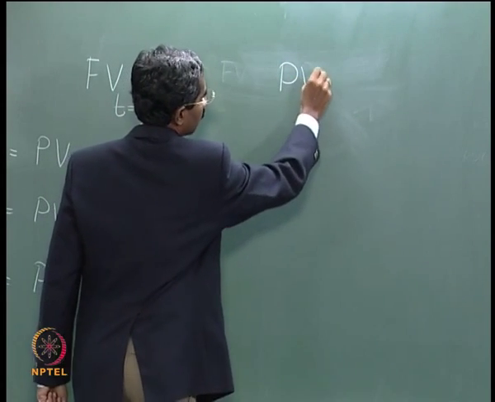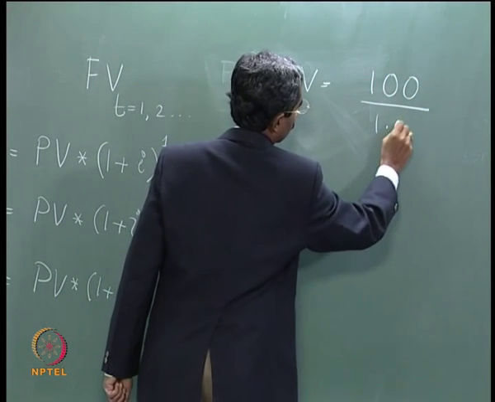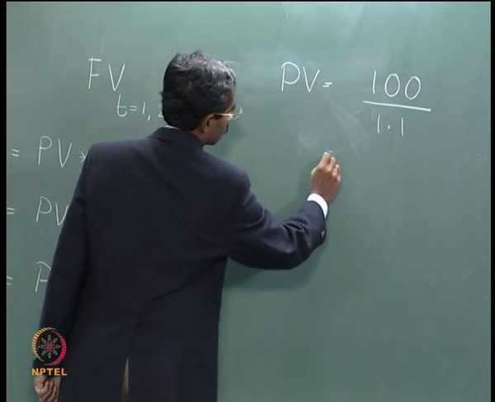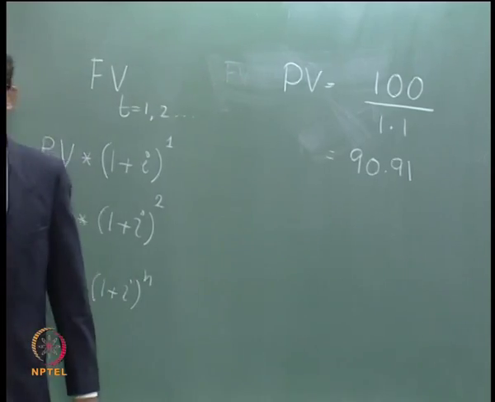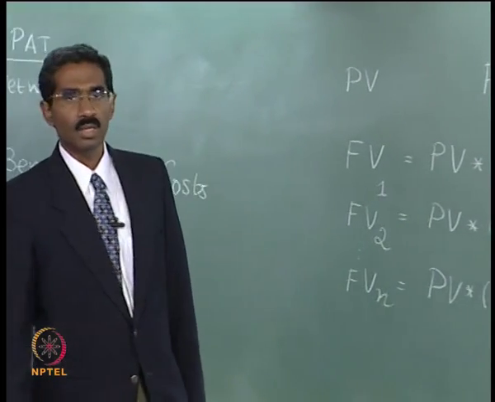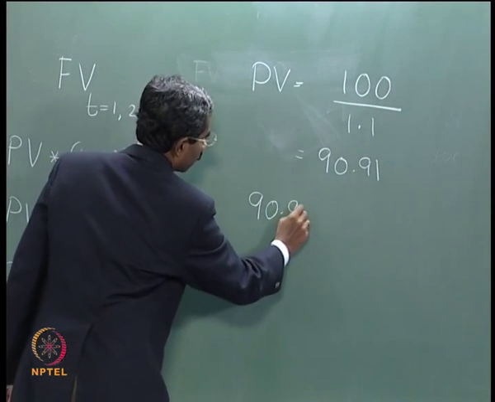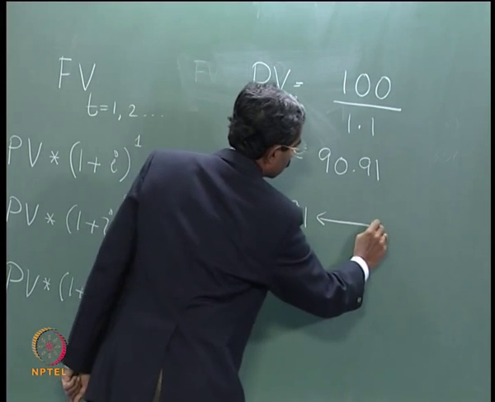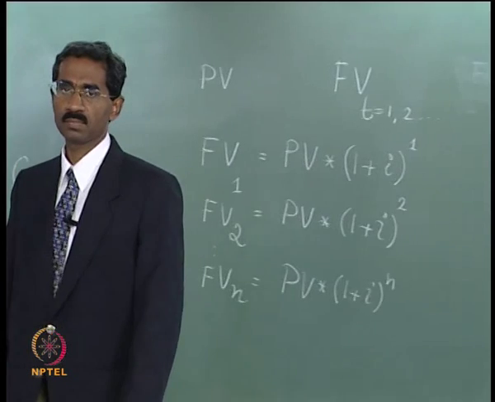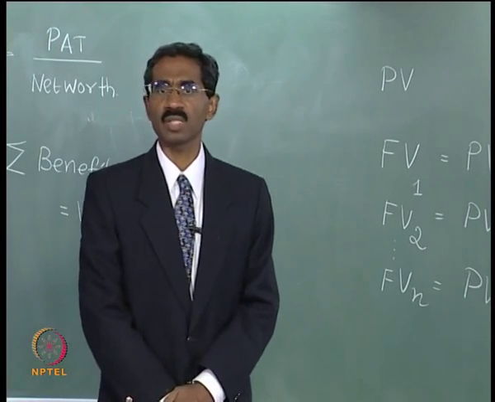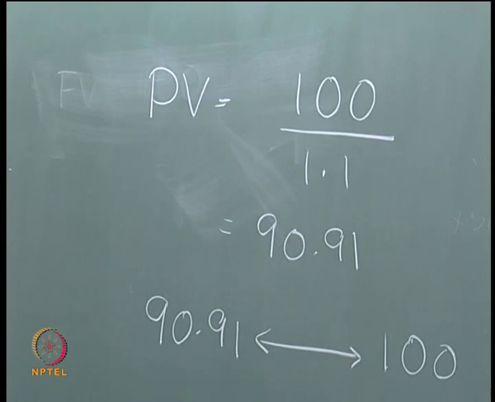So present value is nothing but 100 divided by 1.1, and this is going to be 90.91. So if you are an investor, you are indifferent between getting 90.91 today or getting 100 1 year from now. So the value of 100 is not the same today as what you are going to get 1 year from now. So this is your present value of money concept.